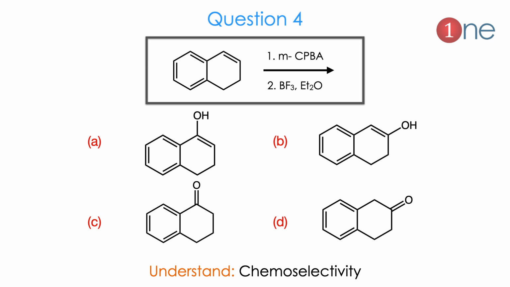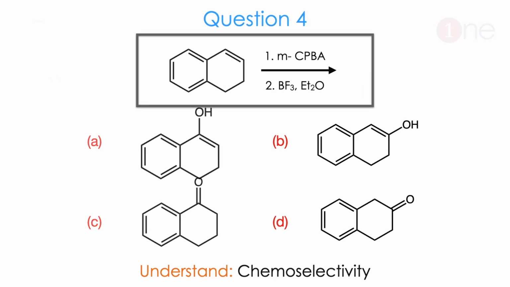Then question number 4. The starting material is given: benzene attached with a 6-member alkene, and the reagents are peracid and BF3. Here they are asking you to guess the product, whether it is a simple addition reaction or ketone formation. There is also a possibility of selectivity, where the alcohol is forming or where the ketone is forming. Here the question is all about chemoselectivity. The positions of CH and CO differ, so you should know the reagents and their selectivity.